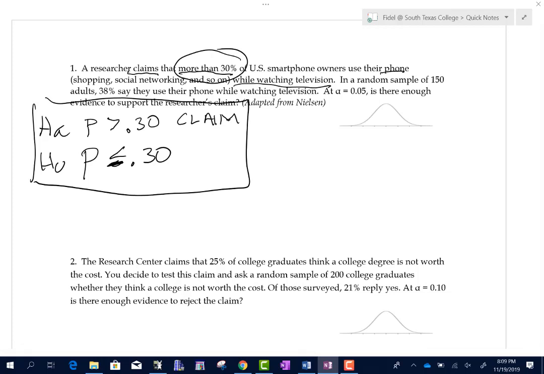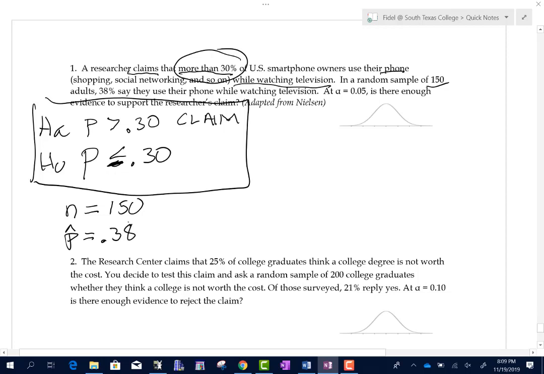It says, in a random sample of 150 adults, 38% of them say they use their phone when watching TV. All right, so let's take a look here. I'm going to say my n. What's my n in this case? 150, right? Okay. Guys, our p hat is the sample proportion. So out of these 150, how many of them said that they use their phone? 0.38, right? So my p hat is 0.38.